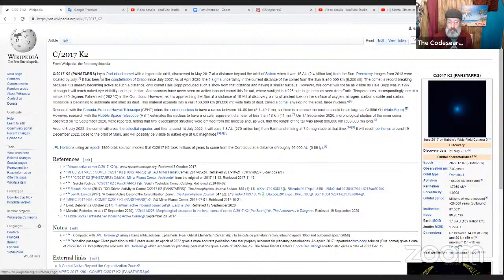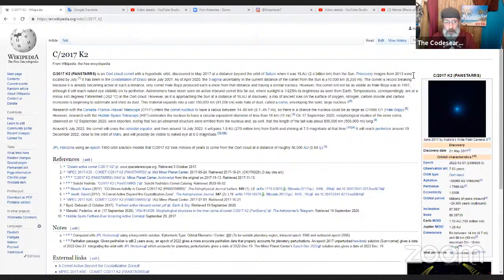C/2017 K2 PanSTARRS is an Oort cloud comet with a hyperbolic orbit discovered in May 2017, right before the Great American Eclipse. This is really interesting because it was May 21st when this was found. I think the eclipse was August 21st. So it was discovered in May 2017 at a distance beyond the orbit of Saturn, when it was at 16 AU, 2.4 billion kilometers from the sun.